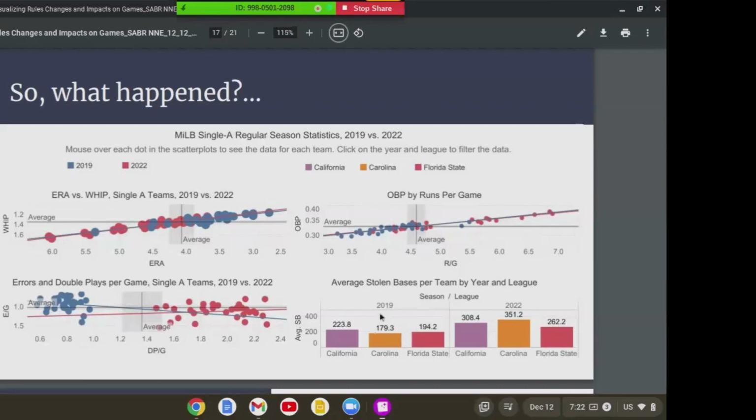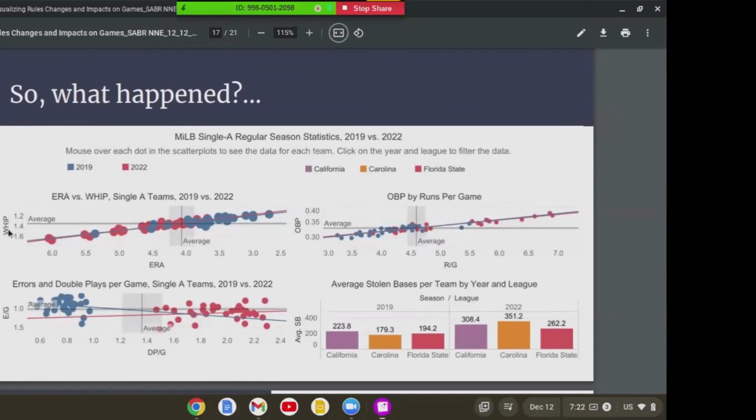So a couple things that are really interesting that we see here just by looking at the static chart. One is that in 2022, which is the red here, there was a decline in pitching performance. What I wanted to do, I reversed the axes for pitching because a high WHIP and a high ERA are less good, lower performance than a low ERA and a low WHIP.